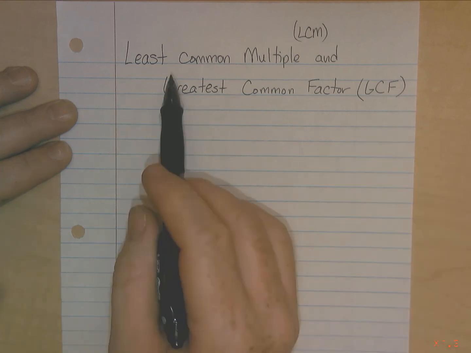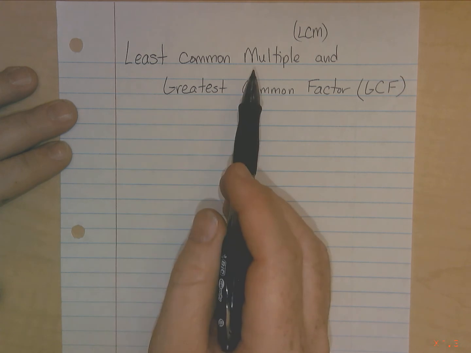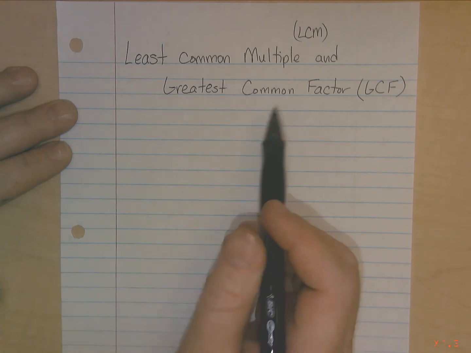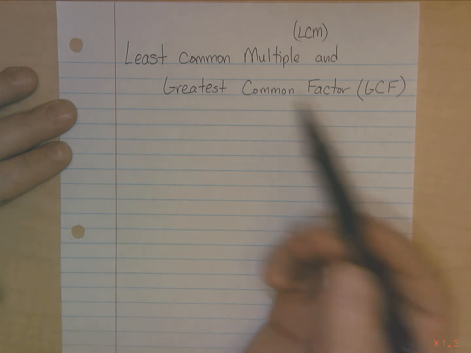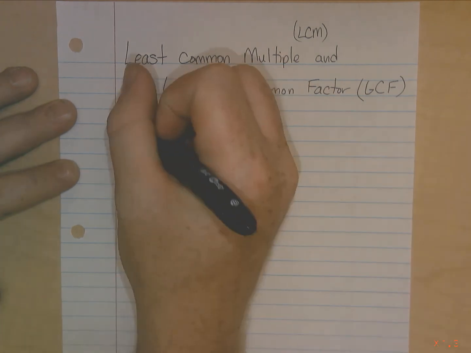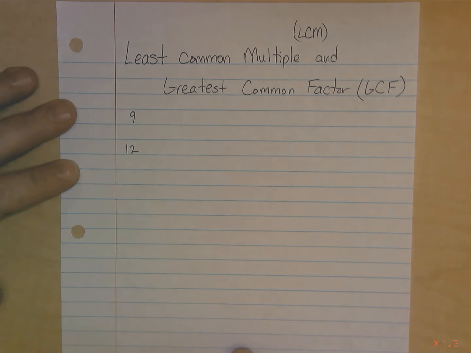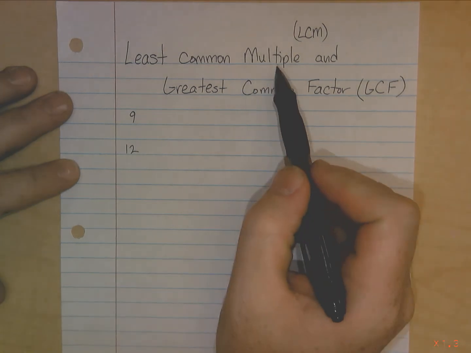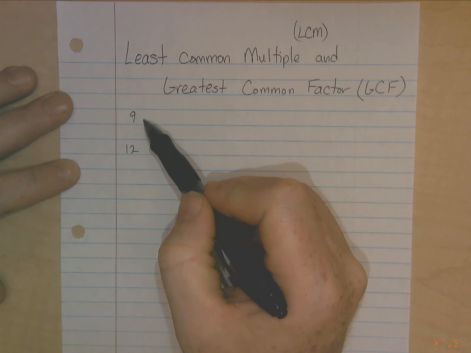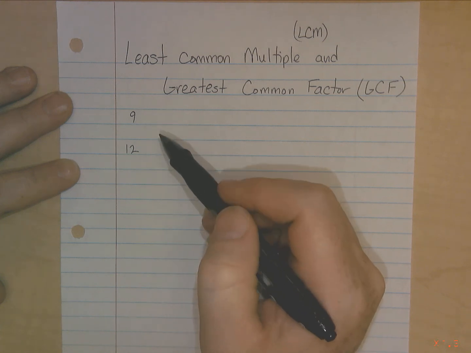The listing method for the least common multiple is good, but it only works for the LCM. It's not going to help you find the greatest common factor. So I'm going to show you both ways, but let's come up with an example here. Let's say I'm looking for the least common multiple between 9 and 12. Remember, least common multiple means what multiple does both 9 and 12 have in common, but it's the smallest one that they have in common.